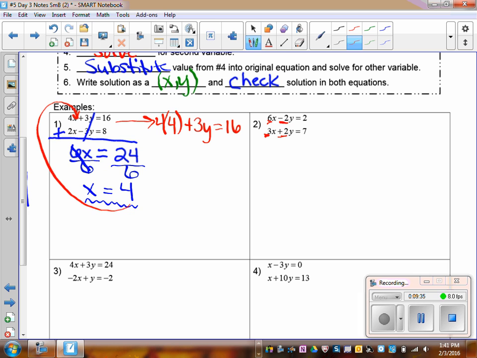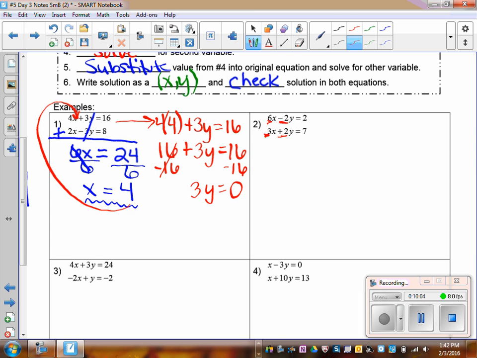Right, now I solve. 4 times 4 is 16. These are long problems. And then I need to get y by itself. Remember, we add or subtract first. I need to get rid of my 16. It's a positive 16, so I subtract it from both sides, which is 0 there. And 16 minus 16, 0.